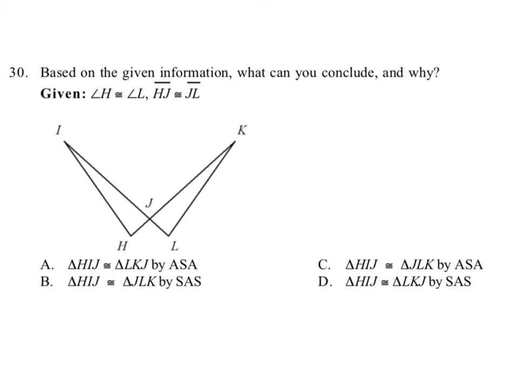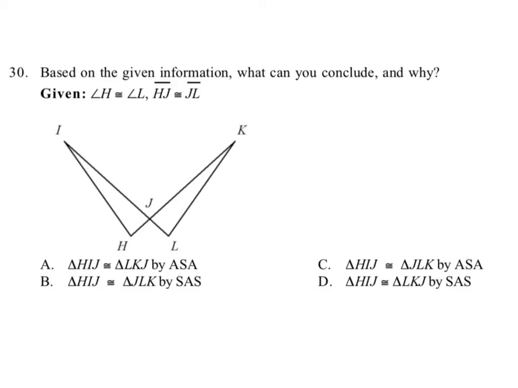Okay, what can we conclude? Let's look at the given information. And when they say what can we conclude and why, it's really going to be, if it's a congruence statement, if there's congruence with the triangles, we'll make the congruent statement and we'll tell why we know it, which theorem or postulate tells us this.